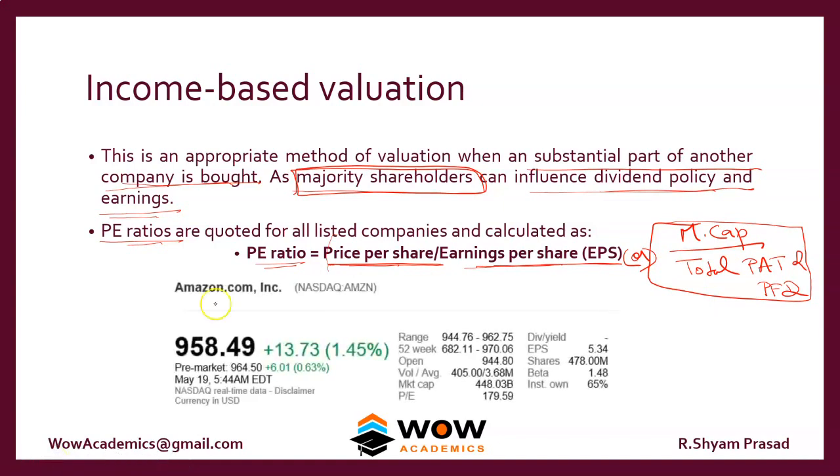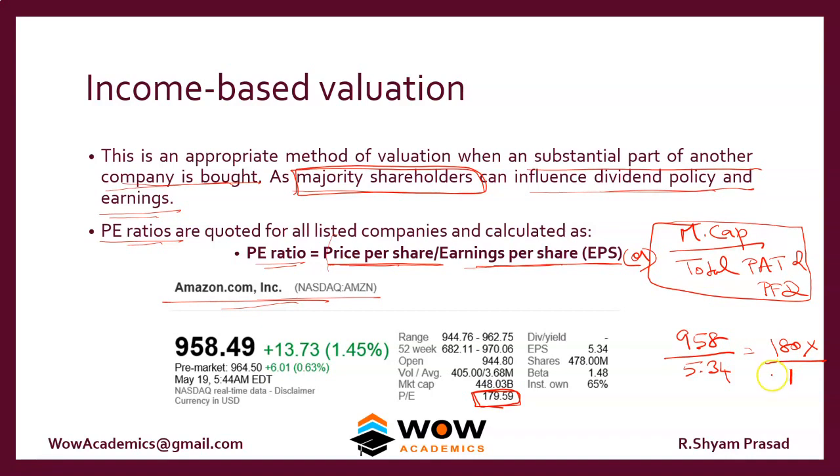So we'll see what a PE is. This is Amazon company's information. If you look at the PE, it is at 180. 180 refers to the share price of the company, 958, divided by the earnings per share, 5.34. It gives you an answer of approximately 180. We usually tell it as 180x. X refers to times. So in short, it works like this: 180 is divided by always 1.